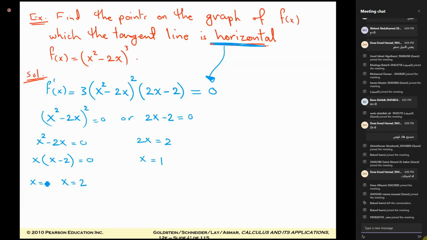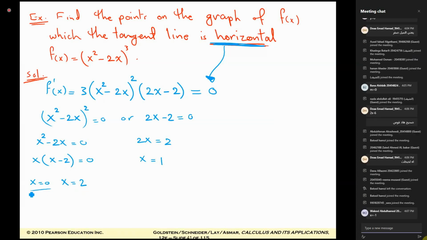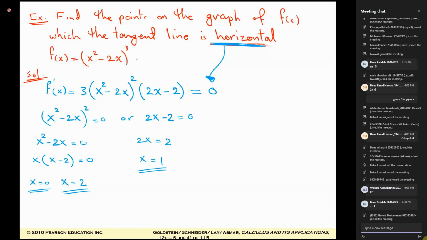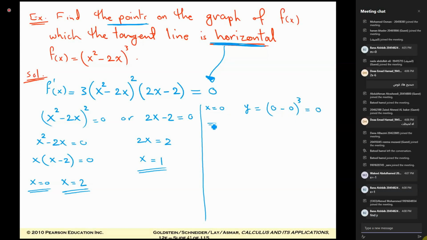So we have 3 values of x where the tangent line is horizontal, but we need to find the point. What does the point mean? The point means find x and y. X equals 0, we must find the y. y equals what? 0 minus 0 to the power 3 equals 0. So the first point is 0, 0.